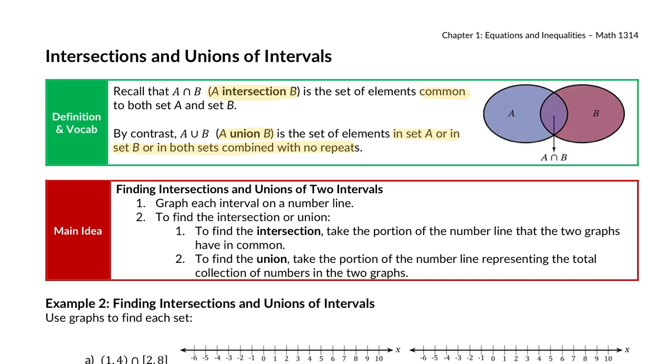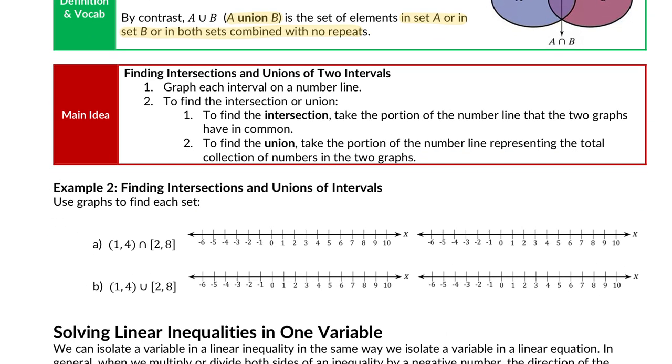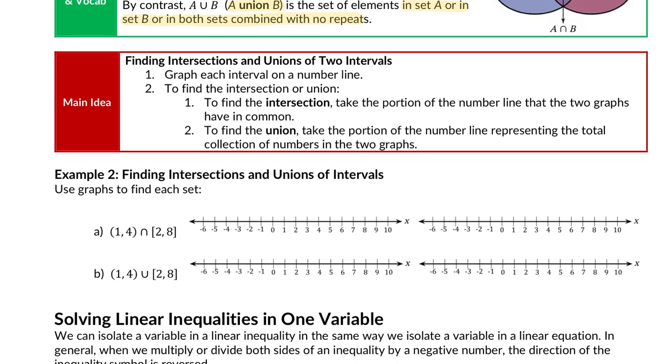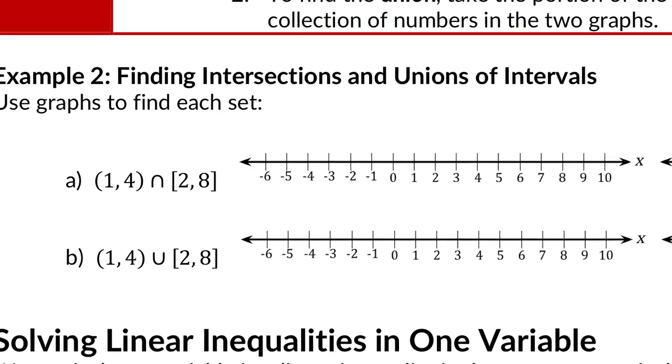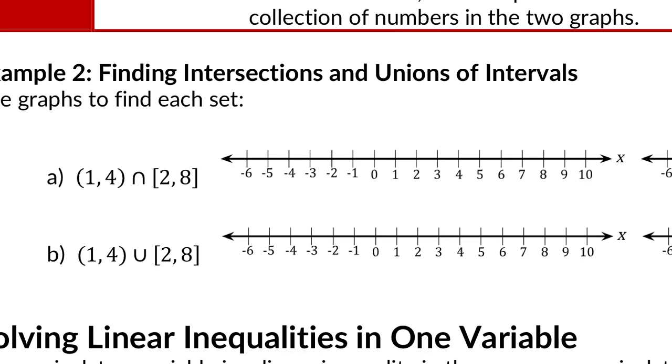And the reason we want to go over that is because we can find the union and the intersection of two intervals. The way we're going to do that is we're going to graph each interval on the number lines and then literally see where they either overlap or the entire domain in which they are covering the graph. So for example, these are the same intervals. One is just going to be a union and one an intersection.